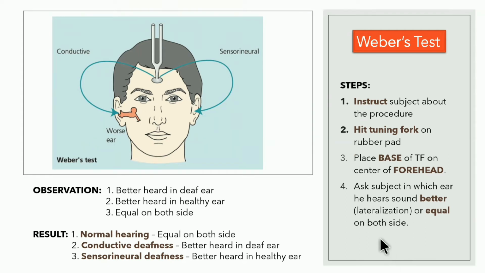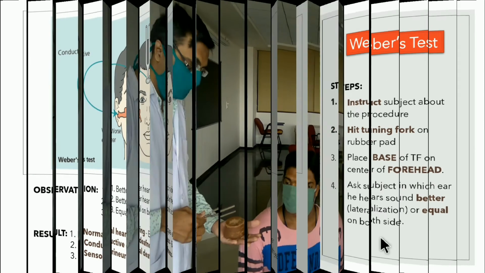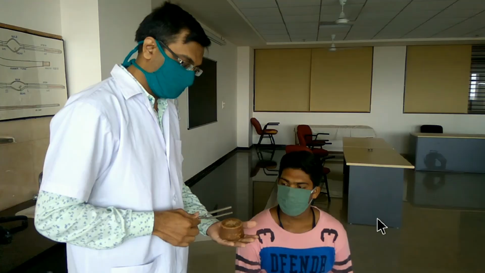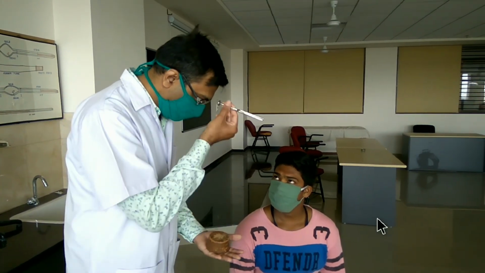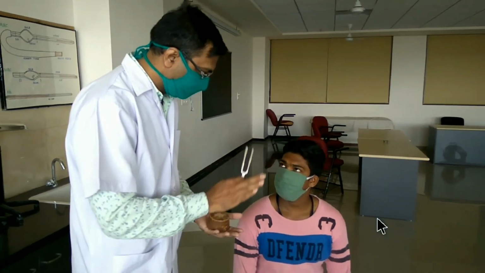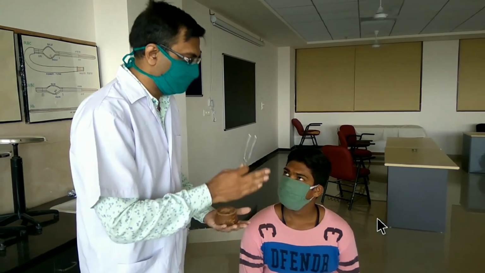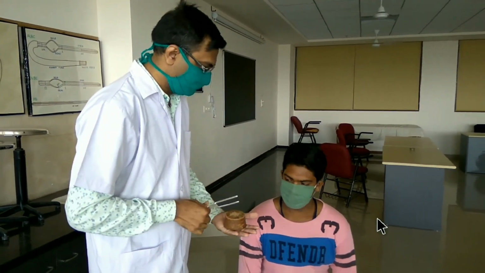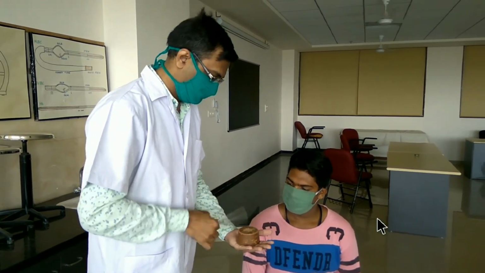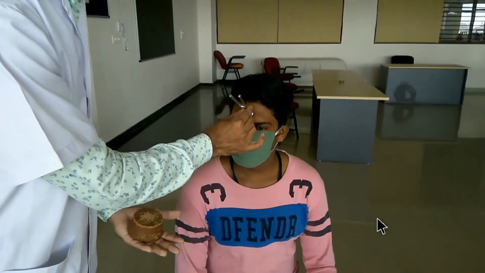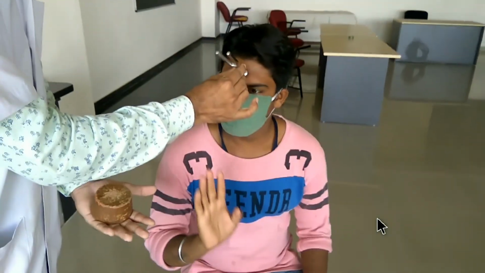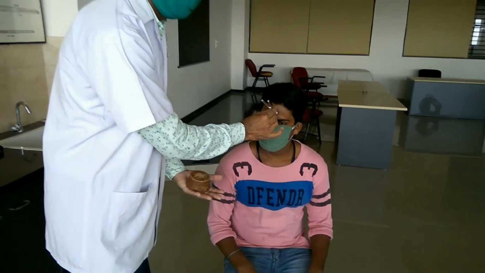Now let us look at the video of how Weber test is done. So here also, first give instruction to the subject about what you are going to do. Then hit the tuning fork on the rubber pad and place the base of the tuning fork on the center of the forehead, and the patient will say whether he is able to hear equally on both sides or not. So this is how the test is done.